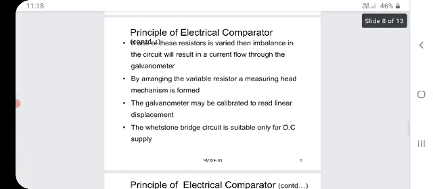By arranging the variable resistors on a measuring head, the mechanism is formed. The galvanometer may be calibrated to read linear displacement. The Wheatstone bridge circuit is suitable only for DC supply.